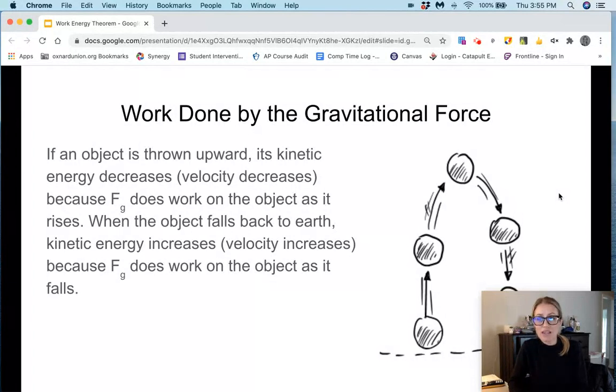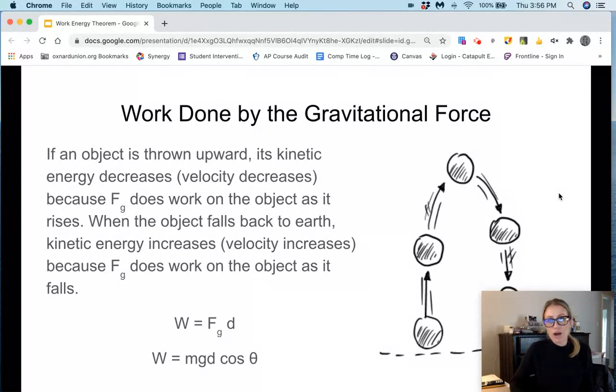Now, what's happening here is the force of gravity is doing work on the object as it rises and as it falls. So the work done, remember, is force times displacement times the cosine of theta. That's the equation for work. So what we get here, we know that the force of gravity is equal to the mass times acceleration of gravity, mg, and then that will be times displacement for the work times the cosine of theta.